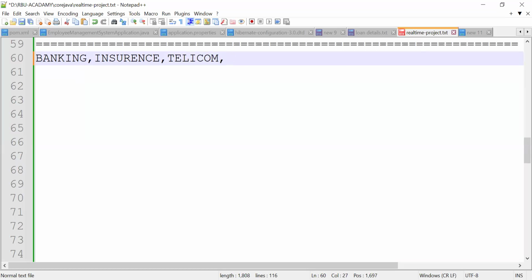What else? Food delivery applications. Maybe a small-scale one you can implement. Swiggy, Zomato, etc. Major domains. They are handling huge business.